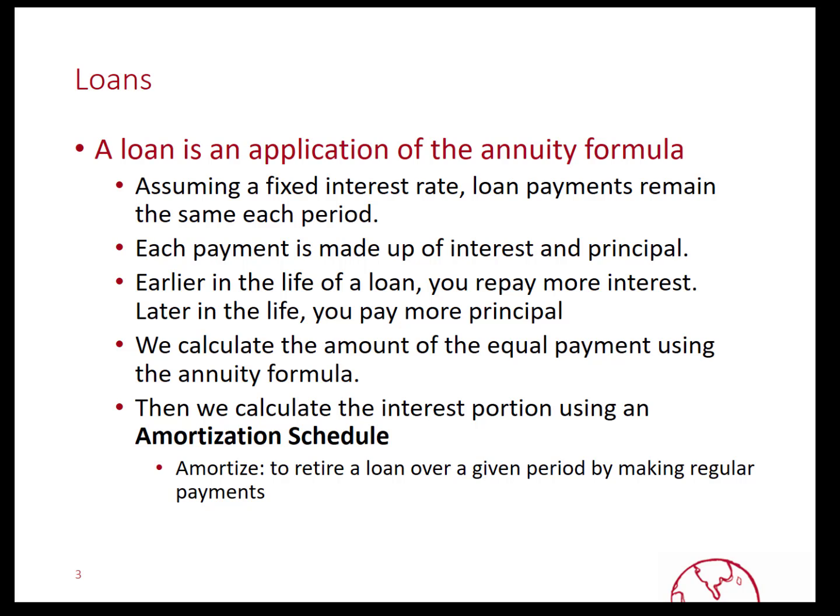Now, each payment in a loan is actually made up of both interest and principal. When you start paying off a loan, initially you're paying more interest, but as you pay down the principal using that level payment each period, the interest will go down and the amount of principal you repay goes up. So we're going to calculate the amount of the loan payment using the annuity formula. But to calculate how much is interest and how much is principal, we're going to have to create what is called an amortization schedule, where the word amortize means to retire a loan over a given period by making regular payments.